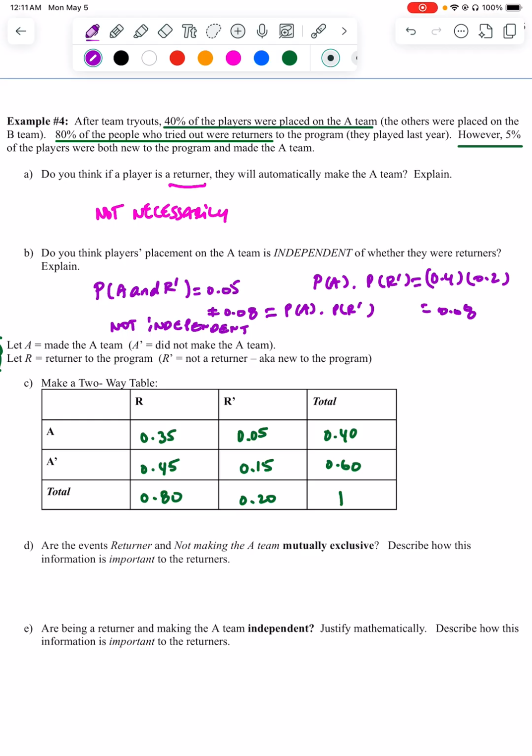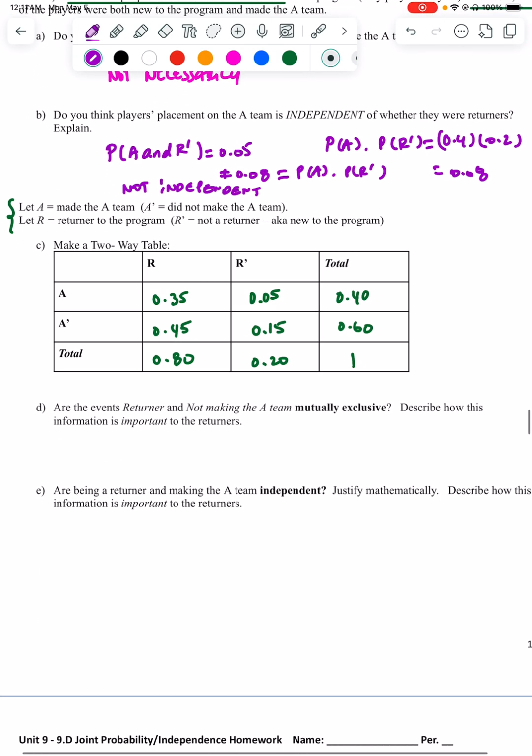Okay, and then part D. Are the events returner and not making seeming mutually exclusive? So how do we do that? We want returners and not making. Where's that? That's returners, which is here, and not making, so that's right here. That's 0.45.